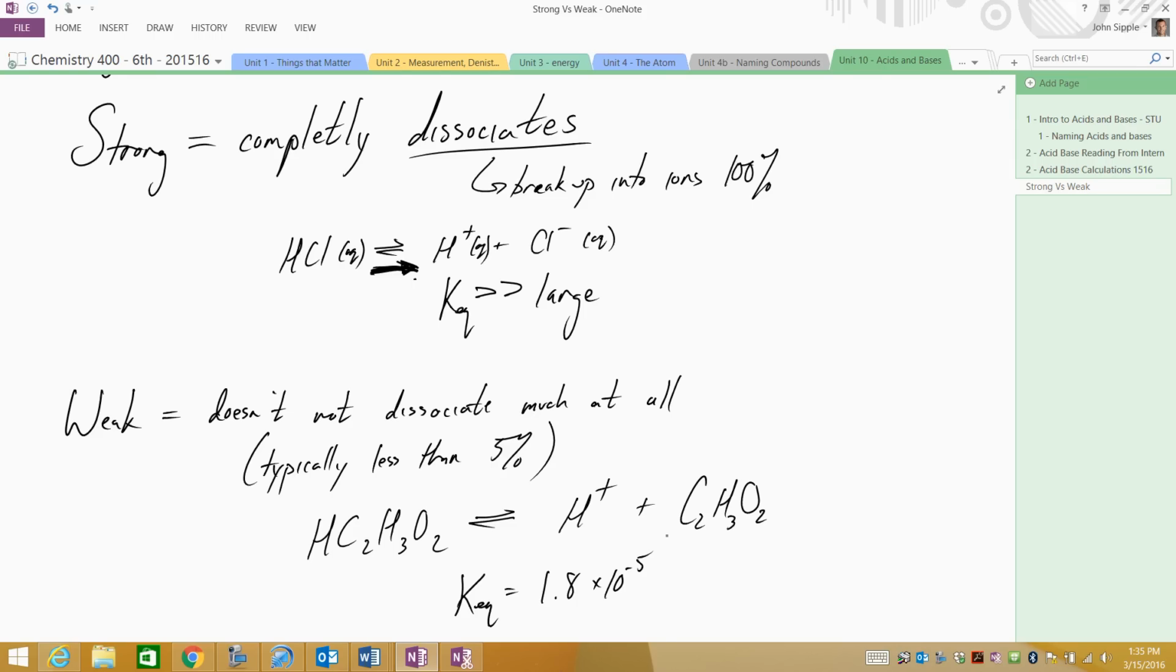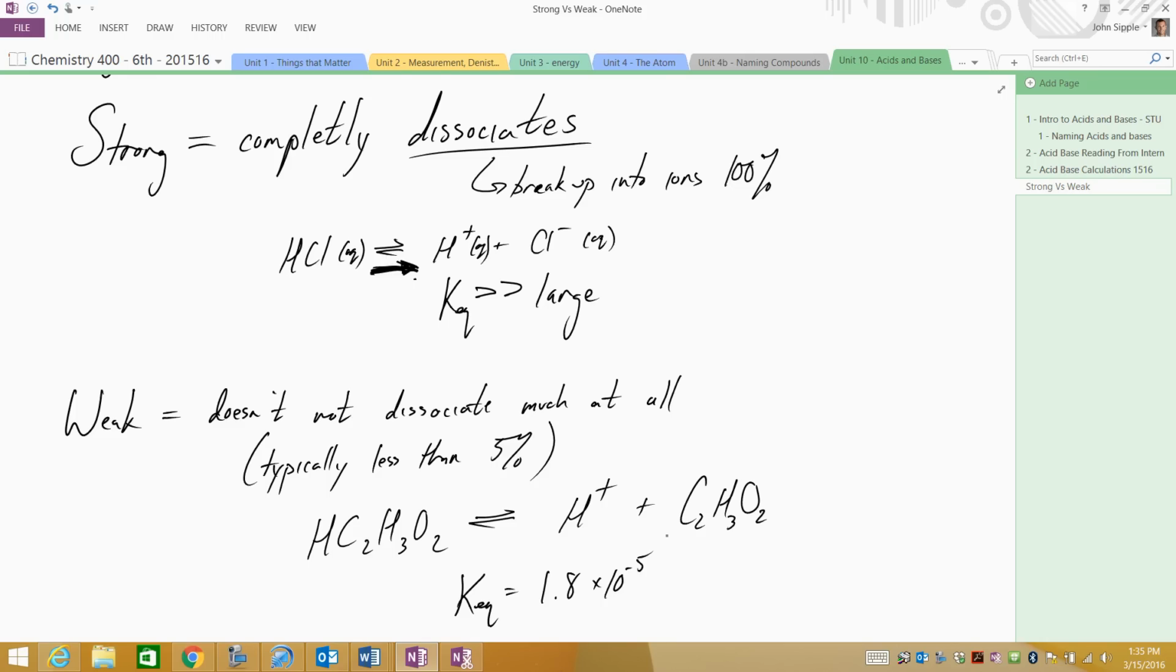Pretty small number, right? So the equilibrium lies over here on the reactant side. Pretty much all stays together just like this. A real small amount of it produces H plus and acetate ion in solution. So it's still acidic. It still makes H pluses in solution, but it's just really weak.